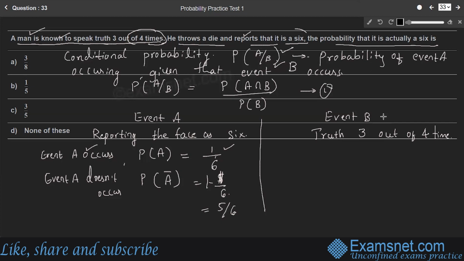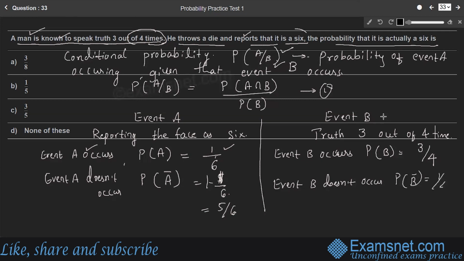So we'll consider event B. The probability that event B occurs, P of B, is equal to, what is event B? Telling the truth 3 out of 4 times. So 3 by 4 is the probability that event B occurs. The probability that event B doesn't occur, P of B complement, is 1 minus 3 by 4, which is nothing but 1 by 4. Out of 4 times, he tells the truth 3 times. Therefore, in the remaining 1 time, he doesn't tell the truth. Therefore, the probability that event B doesn't occur is 1 by 4.